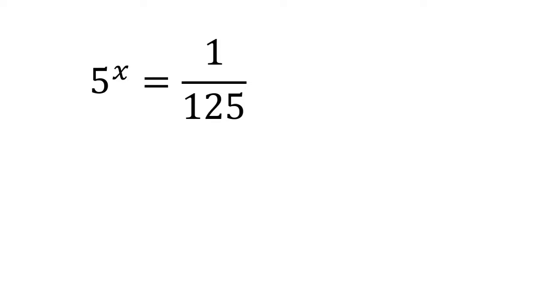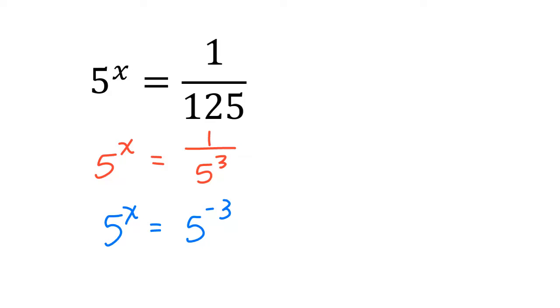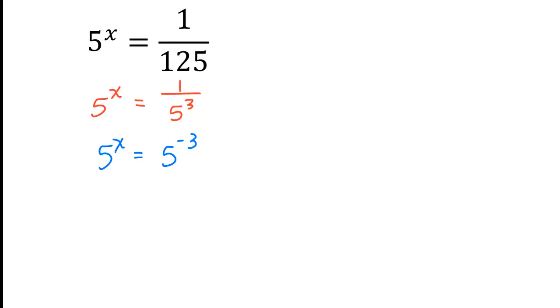5 to the negative third, right? Because this is 5 to the x equals, I'm going to just write this step. You don't have to write this step, but this is 1 over 5 to the third power. And then that 5 to the third is going to become a negative exponent. This is 5 to the x equals 5 to the negative 3. And you guys can skip that red step. I'm just writing it out so you guys understand where the negative is coming from.